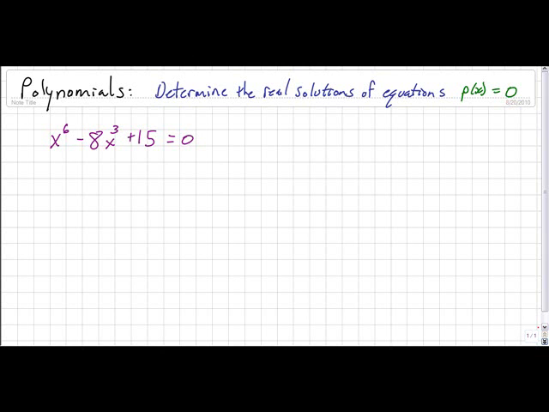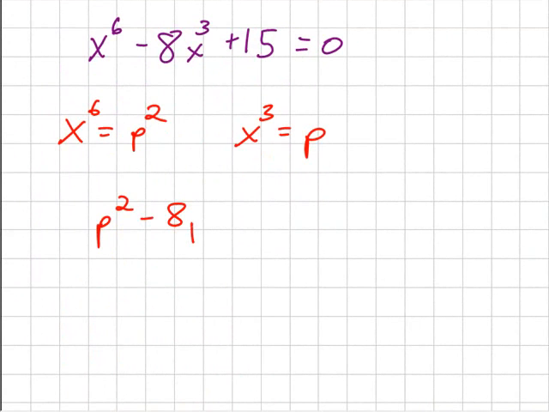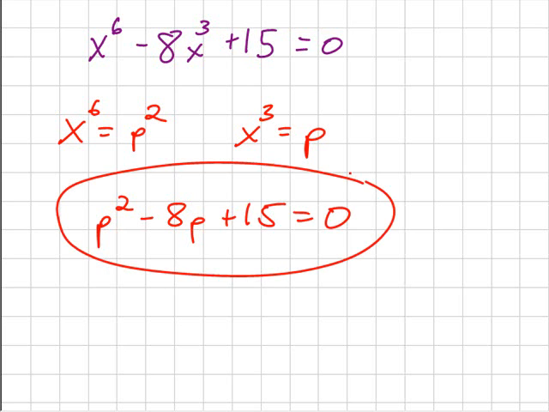Through substitution, we can rename x to the 6th. We say x to the 6th is the same value as p squared, and that would make x cubed the same as p. So by substituting that value p, we can rewrite the equation as p squared minus 8p plus 15 equals 0. Now I'm in a form that I can more easily work with.